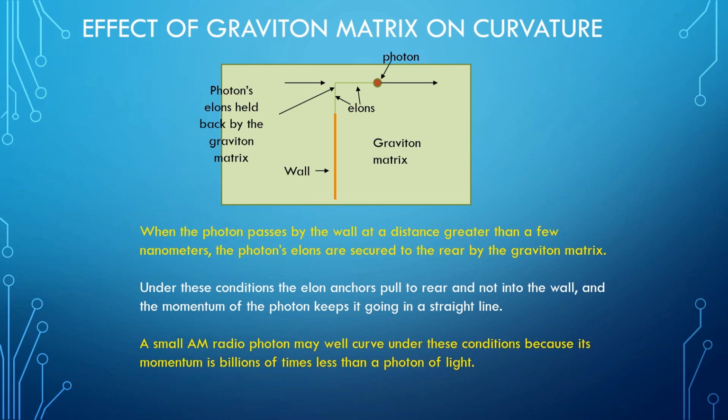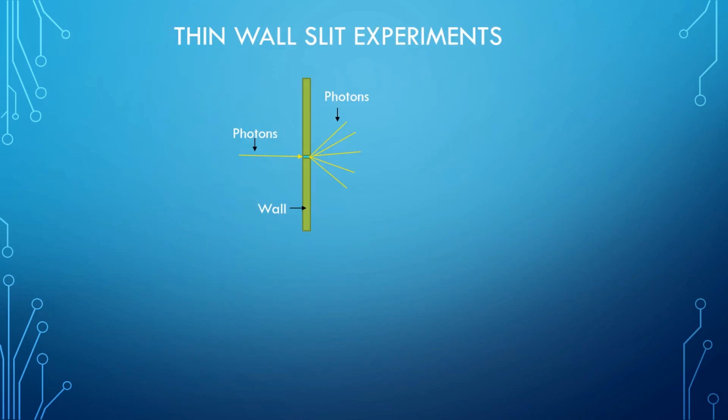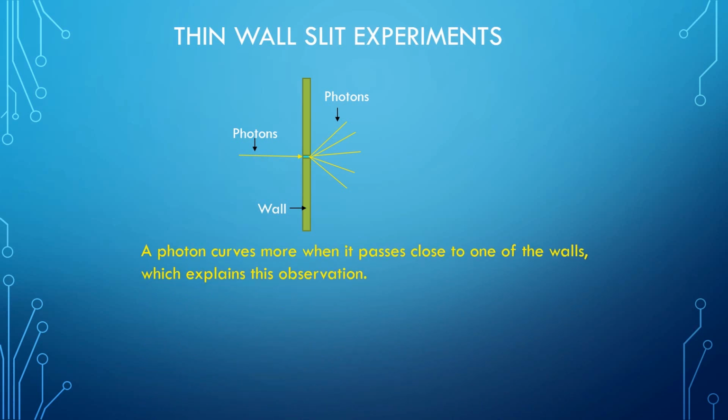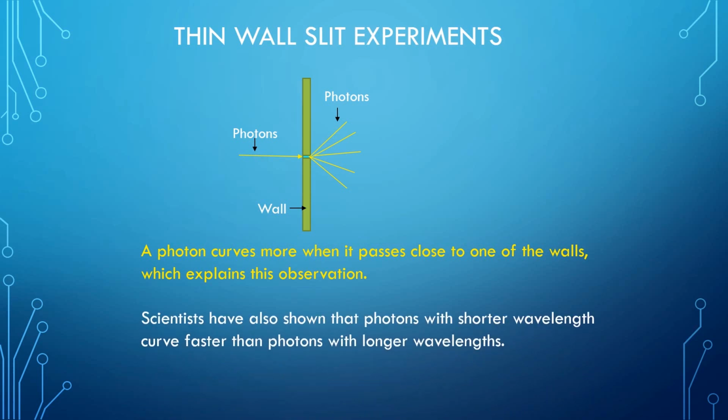A small AM radio photon may well curve under these conditions because its momentum is billions of times less than a photon of light. The curvature of light has been studied in detail using narrow slits in a thin wall. A simplified version of this is found in the next slide. When light is sent through a narrow slit, it spreads out as shown here. A photon curves more when it passes close to one of the walls, which explains this observation.